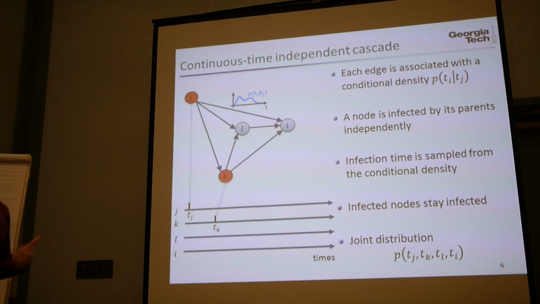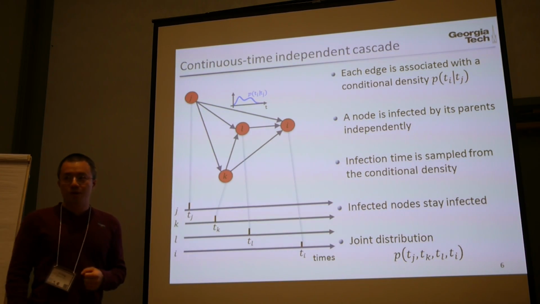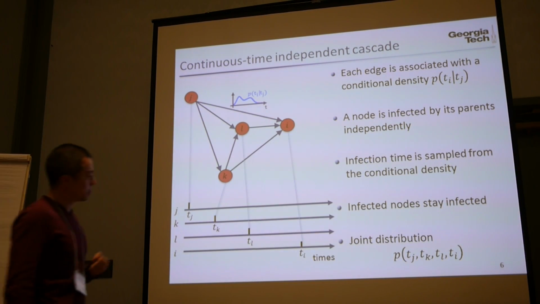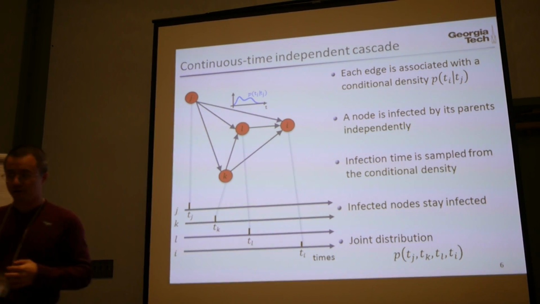Now J and K are infected, then they're going to directly influence the downstream nodes L and I. And you also draw some random samples for the time. Now L is infected at time TL. And then they directly influence I, which is going to be infected at TI. So it's such a model. Based on this diffusion model, you can actually write out the joint density for this set of infection times for each node. You can basically sample from this distribution, and each time you sample, you get a different set of infection times for the nodes.